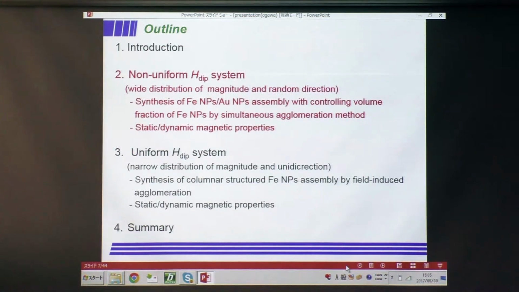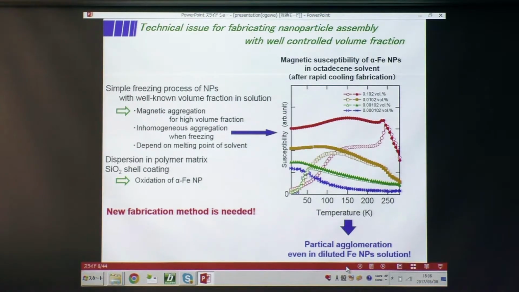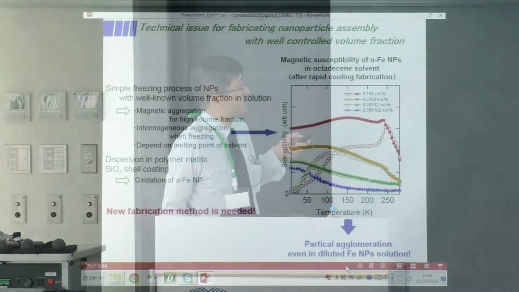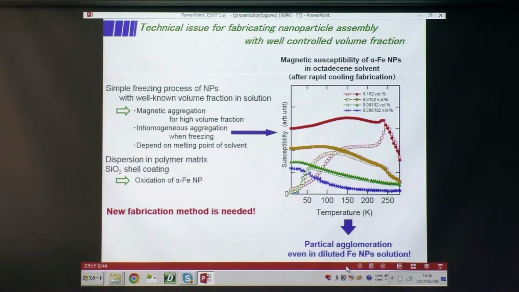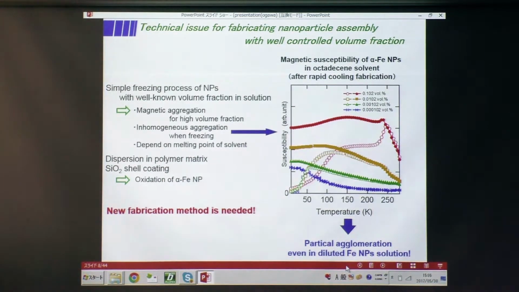Now the next item is the non-uniform dipole system. For investigating well-controlled nanoparticle assembly cases, we have some technical problems to fabricate and realize the well-dispersed state of nanoparticles. What is the well-dispersed state? In a former research, we investigated a solution system of nanoparticles with a simple freezing process.